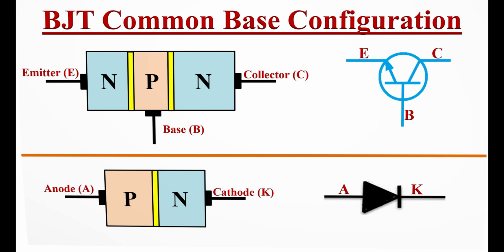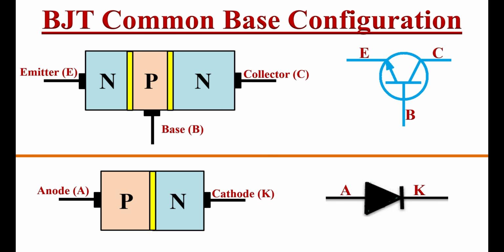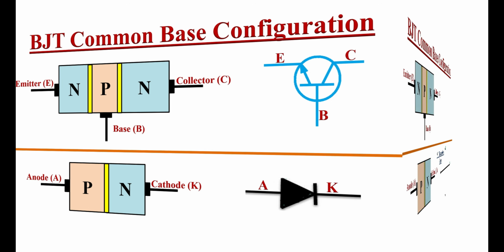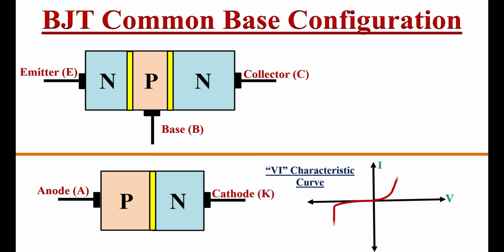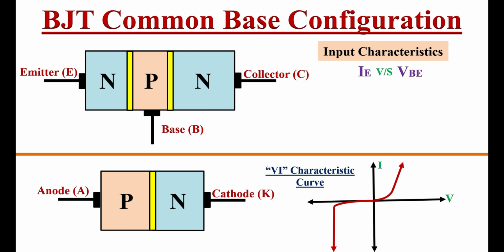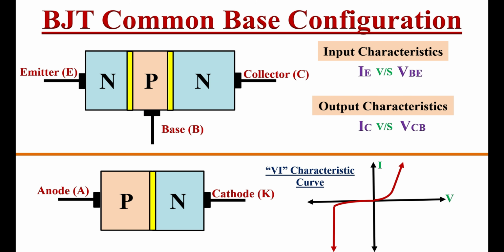Now if we compare the diode and transistor, diode have only one junction and transistor has two junctions. In case of diode, we have forward and reverse VI characteristics, but in case of transistor, we have input characteristic, that is plot between input current IE versus input voltage VBE, and output characteristics, that is plot between output current IC versus output voltage VCB.